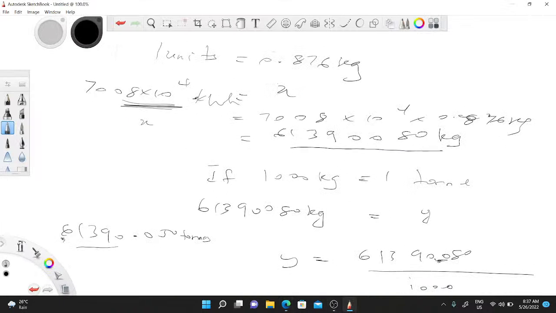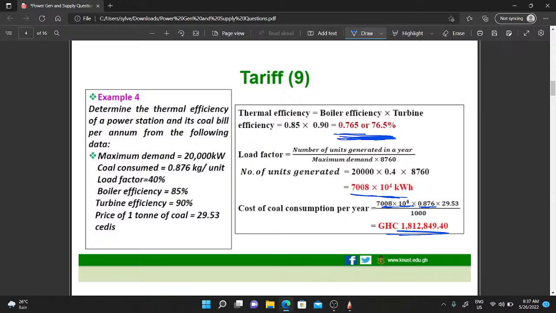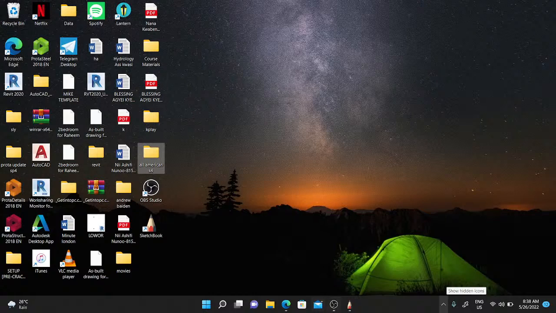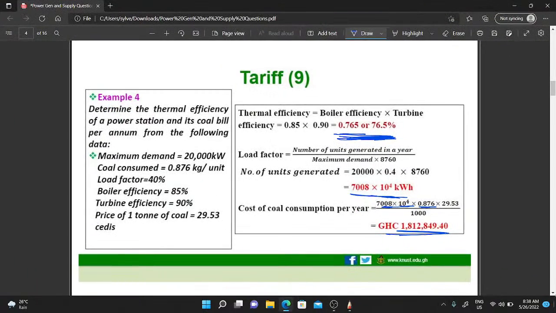So I'm having this times 29.53, and you are getting 181249.40. Okay, all right, so that's it. You can see that everything starts with knowing the formulas, and then you know how to manipulate them. Okay, let's move on, please.